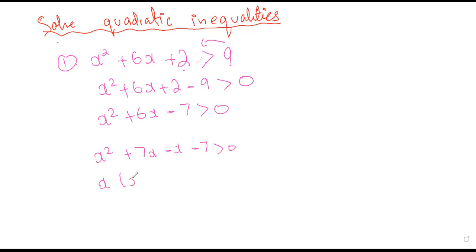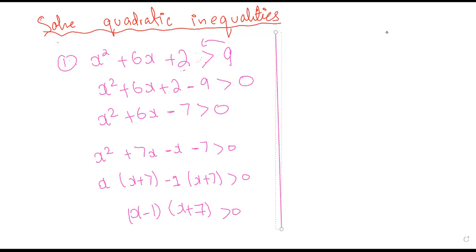I can take x common. X plus 7, minus 1, x plus 7 greater than 0. And finally, I am getting x minus 1 and x plus 7 greater than 0. Any questions so far? Anything that you have not understood? We have done this factorization and all that content, but still, are you clear with this or not? Okay. Gayatri, are you clear as well?